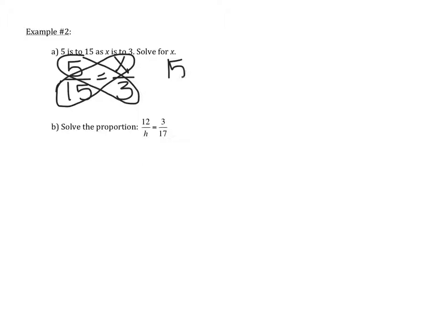Example number 2, part A. 5 is to 15 as x is to 3, and they want us to solve for x. So first we have to set up the proportion. 5 is to 15, so 5/15 is equal to x is to 3, so x/3. Once again, we cross multiply in order to solve proportions, meaning I'm going to take 5 times 3 and the 15 times the x. So 15 times x is 15x, and it doesn't matter what order you do them, and I could have done the 5 times 3 first. And 5 times 3 is 15. So now that I have this equation set up, I'll just divide both sides by 15 to get the x by itself. So x equals 1.